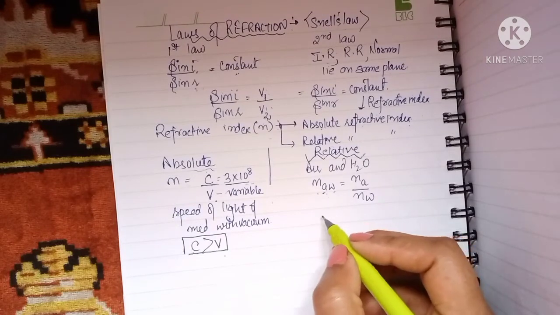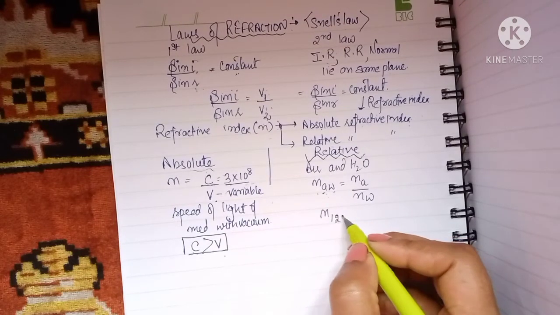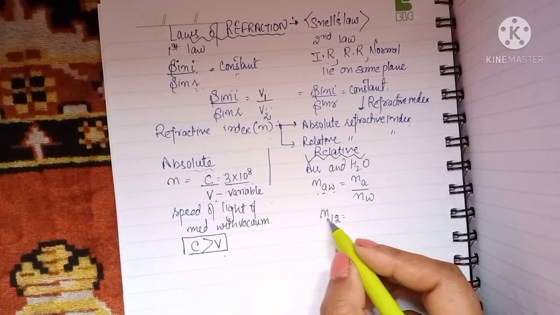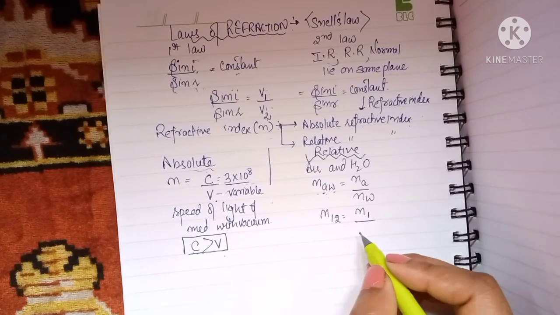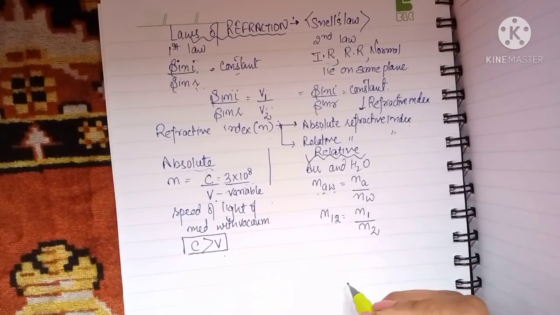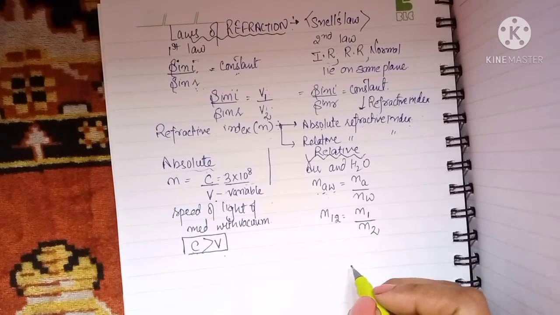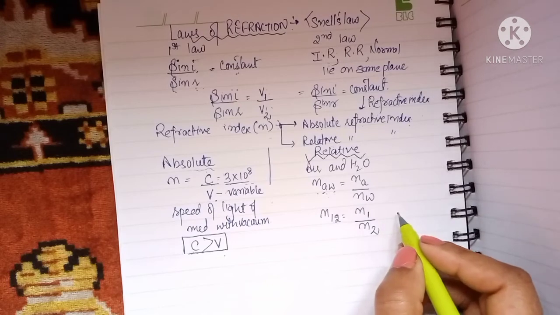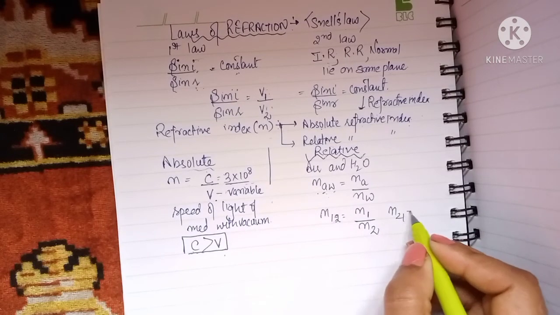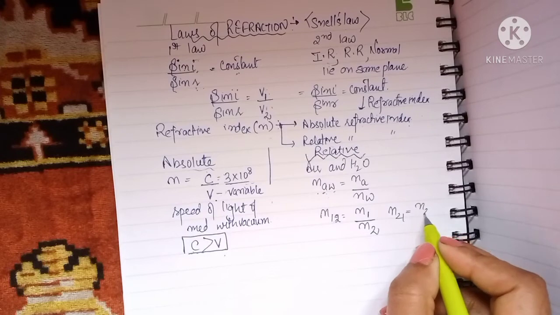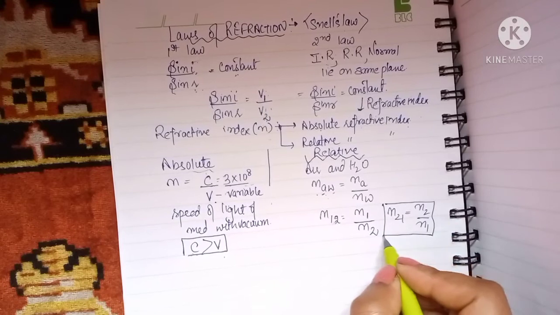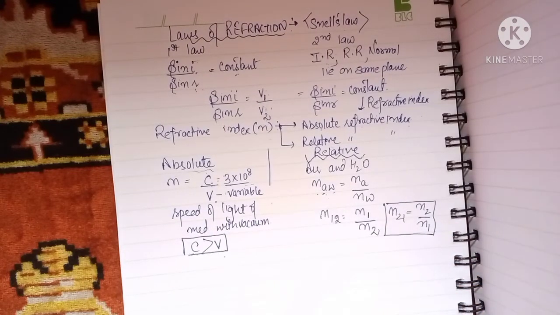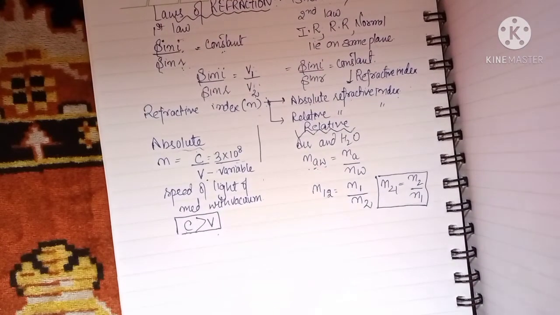Let's say you want to write the refractive index of the first medium with respect to the second. Whatever is first, you have to take it in the numerator. So the refractive index of the first medium is in the numerator and the second one lies in the denominator. You can remember it like this also. If you want to write the refractive index of the second with respect to the first, then what could be the formula? That is the refractive index of the second over the refractive index of the first. Now this is your formula, right? So this is how we are going to calculate.